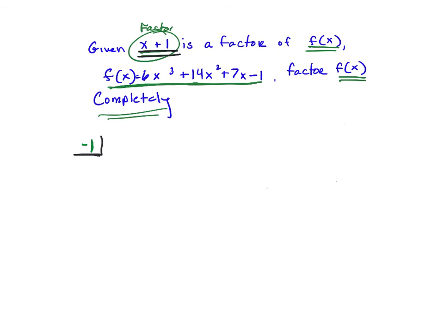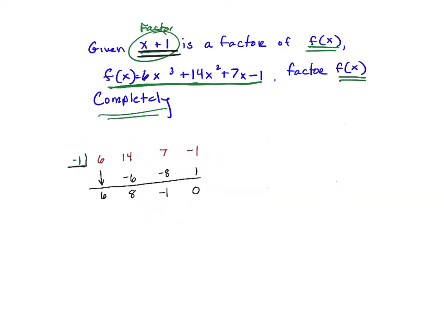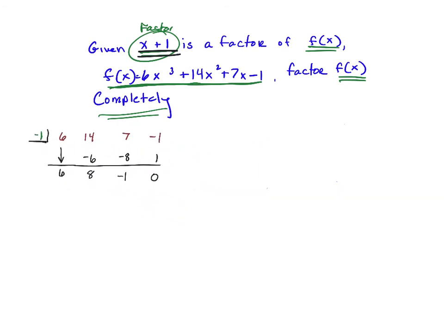And now I write all my coefficients. I've got 6x cubed, 14x squared, 7x, minus 1. Let's see if we get a 0. We should get 0. 6 comes straight down. Negative 1 times 6 is negative 6. We add. Negative 1 times 8 is negative 8. We add. Negative 1 times negative 1 is positive 1. We get 0.